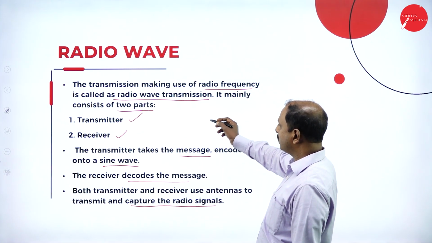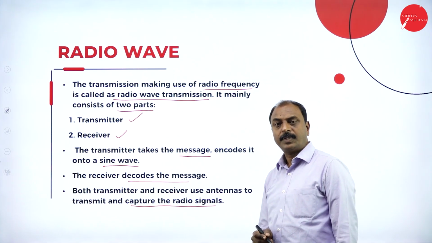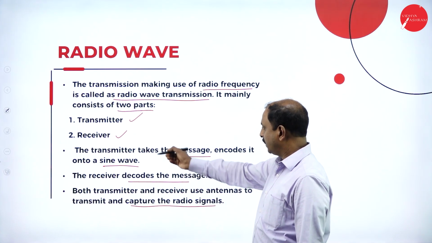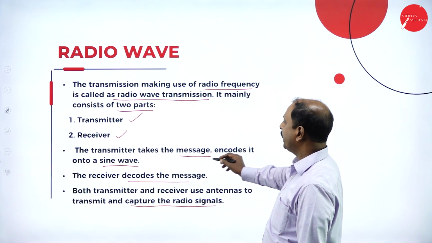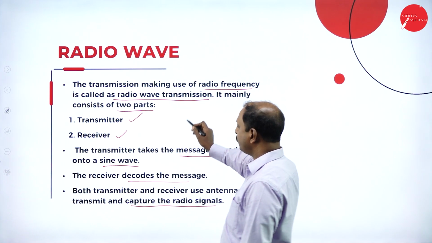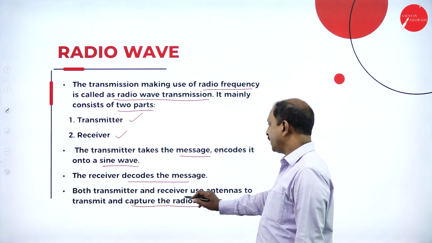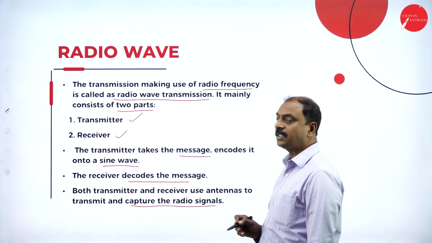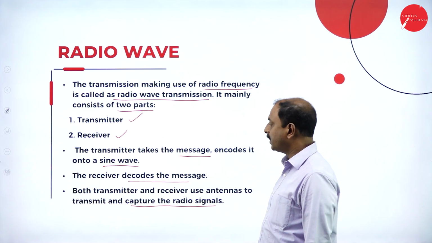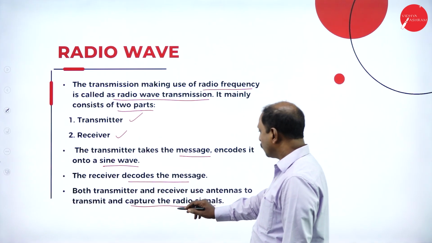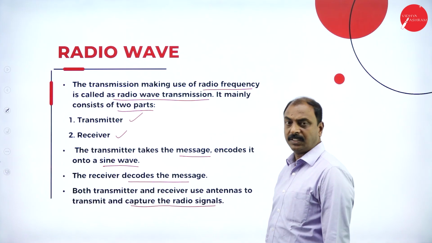Here there are two concepts: the transmitter and the receiver. The data from the user goes to the transmitter, which encodes the data and, after encoding, transfers it over the radio waves. At the receiver end, the receiver captures and decodes the messages or signals sent from the transmitter. Both the transmitter and receiver make use of antennas to capture the signals.